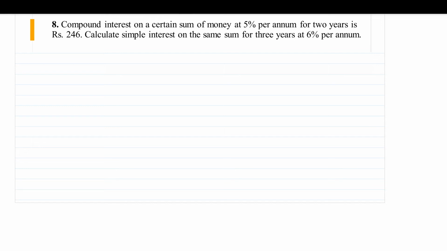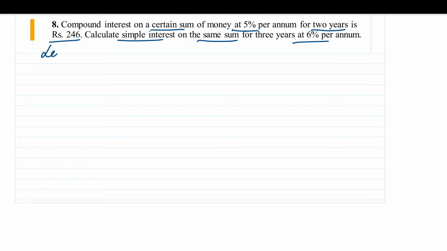Interest on a certain sum of money at the rate of 5% per annum for 2 years is given. Calculate the simple interest on the same sum for 3 years at 6% per annum. It is the same type of question like we have discussed in question number 7. So we need to find the certain sum.